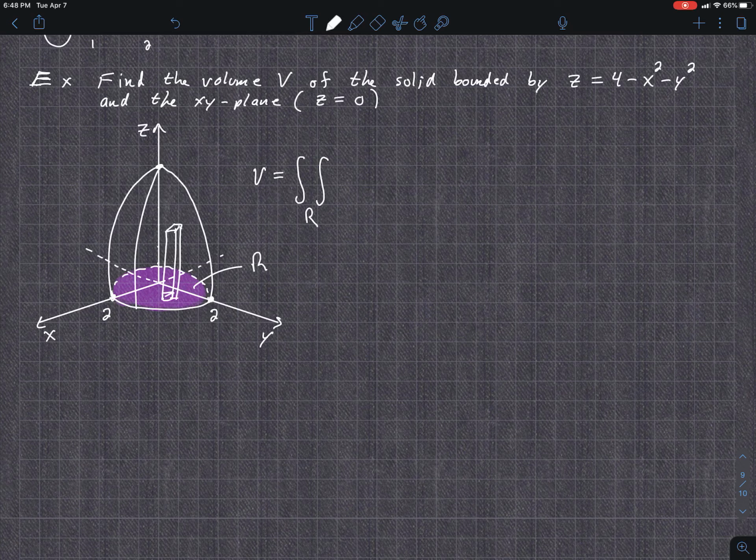So you have to think of it as volume is a double integral over the region. You're adding up that whole region. And then the function is your z, that's your f of xy, so that's 4 minus x squared minus y squared. And then dA, your delta A's, are these little rectangles down here.